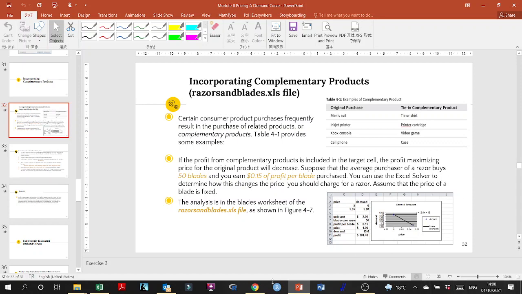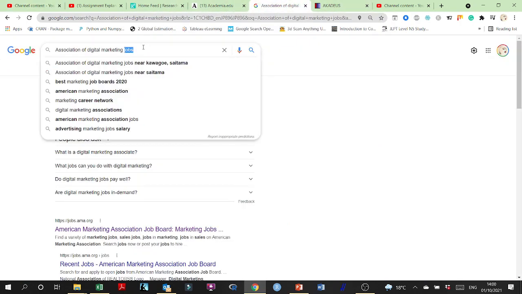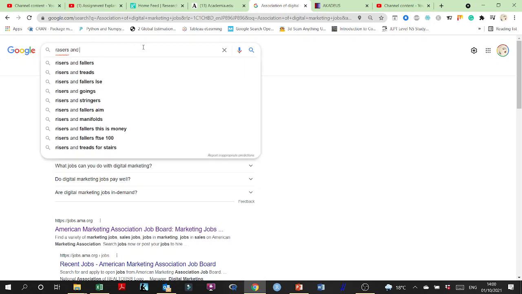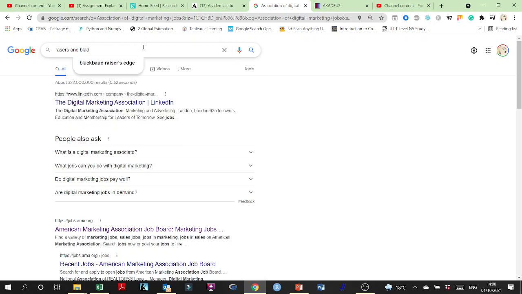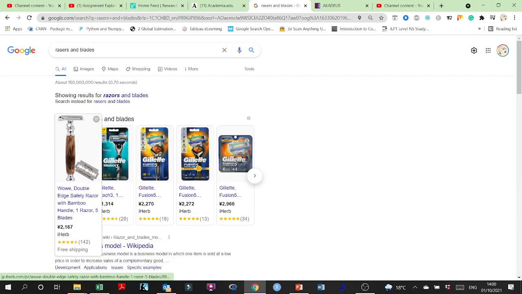A similar example to that is our example, the razors and the blades. This is what we mean by a razor. So this is the device of a razor. I'm mentioning that because some of the female students maybe don't know. And this is a razor and this is a blade.